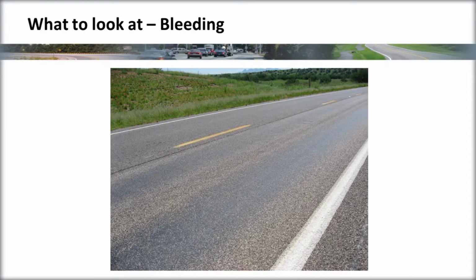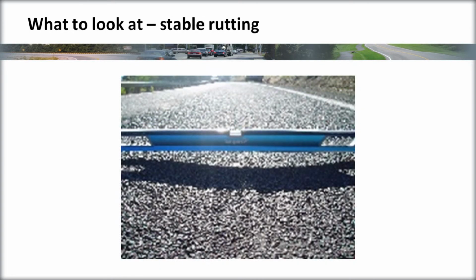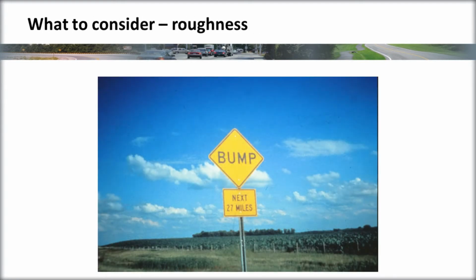Bleeding, delamination is one, bleeding is another that you can compensate for. Rutting is something that we can address in our subsequent preservation treatments. Certainly roughness, and it's hard to get a good picture of roughness, so I had to simulate one here. But if your road is rough but it's otherwise structurally sound and doesn't meet some of those other conditions, it's a candidate for a subsequent preservation treatment.